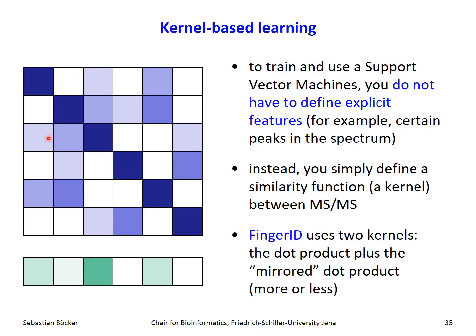Some mathematical things happen, then it's trained, and if we now have a query spectrum, we also transform that into such a vector of similarities. Again, these are all the training tandem mass spectra, so we compare our input tandem mass spectrum to all the training tandem mass spectra, and again compute these similarities, these kernel values, and we feed that into the support vector machine, and then it tells us, yes, it has this molecular property, or no, it doesn't.